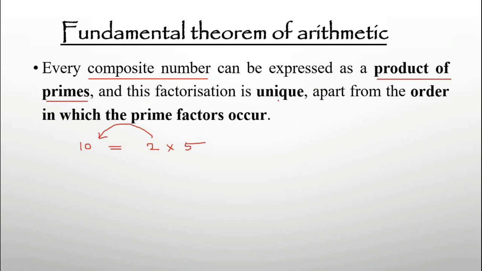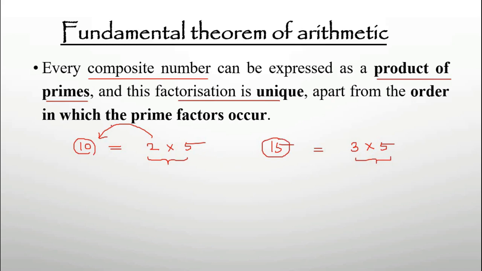And this factorization is unique, because let me take another composite number, which is 15. Now 15 is a composite number which can be written as a product of prime numbers 3 times 5. As you can see, here it is 2 times 5 and here it is 3 times 5. So both are distinct, or both are unique, for the composite number 10 and for the composite number 15. They both cannot be the same.